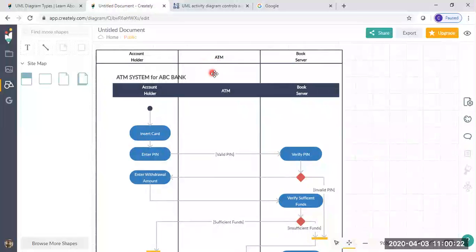Some would be done by the ATM interface. And some activity would be done at the back end by the book server, or in other words, the bank server. Now, this example I've taken from Creately.